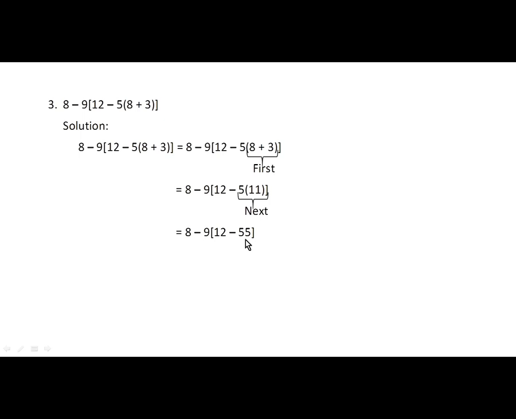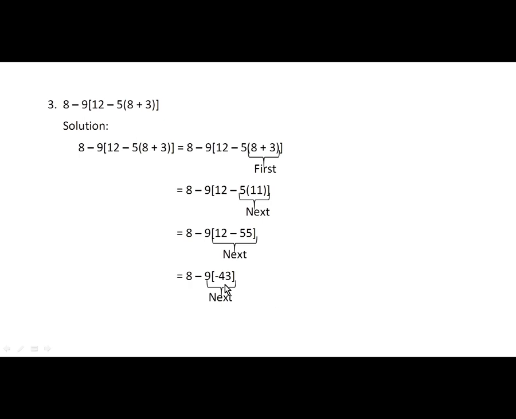I'm still inside the brackets, so I've got to do 12 minus 55 next. So I have 8 minus 9 times negative 43. I now have multiplication to be done. A negative times a negative is positive, or I could say minus a negative number, which is still positive. So I do the negative 9 times negative 43. Either way you do it, minus times minus is plus. So I'm going to have 8 plus 387, and I have only one operation left: 395, same as we got in the calculator.